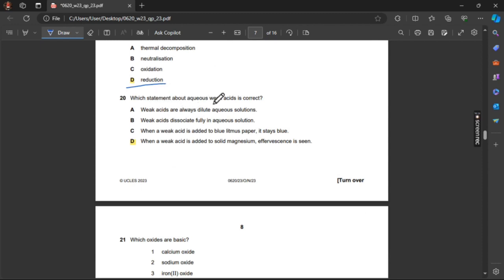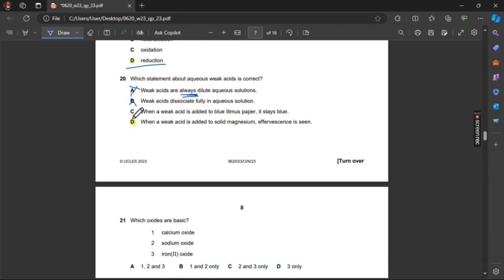Which statement about aqueous weak acids is correct? A is incorrect, because weak acids are not always dilute aqueous solutions. Weak acids dissociate fully in aqueous solutions. It's also wrong because not weak acids, strong acids dissociate fully in aqueous solution. And C is also wrong because when a weak acid is added to blue litmus paper, it should change its color to red. And the only answer is D.